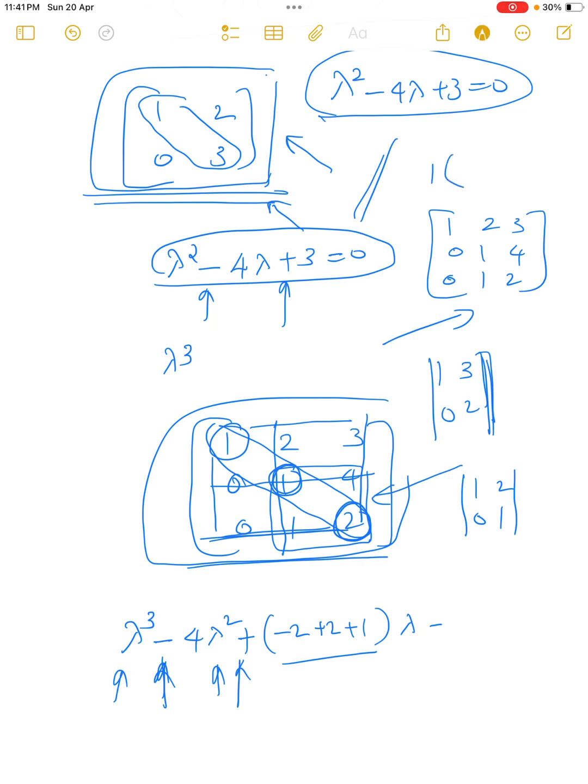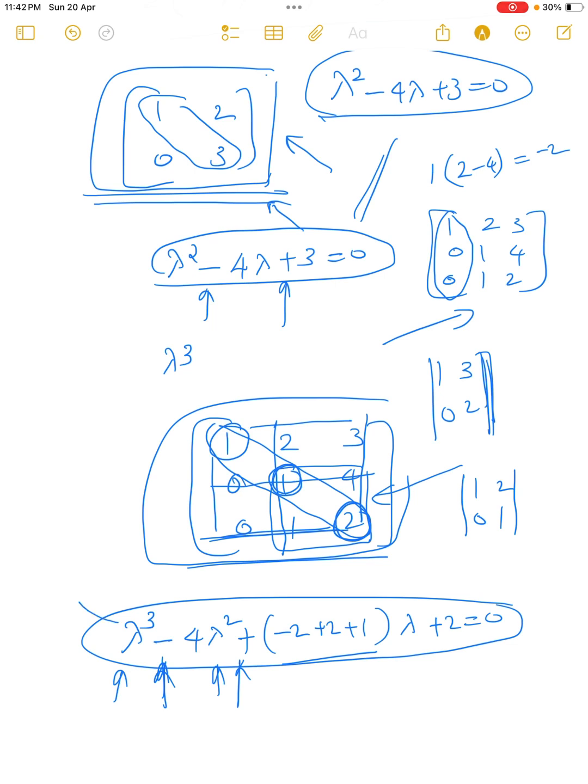We can find the determinant of this matrix as 1 into 2 minus 4. I am using the first column to find its determinant, since all other entries are 0. So the determinant is 2 minus 4, which is equal to minus 2. Minus minus 2, that is plus 2, equal to 0. This will be the characteristic equation of the given matrix.